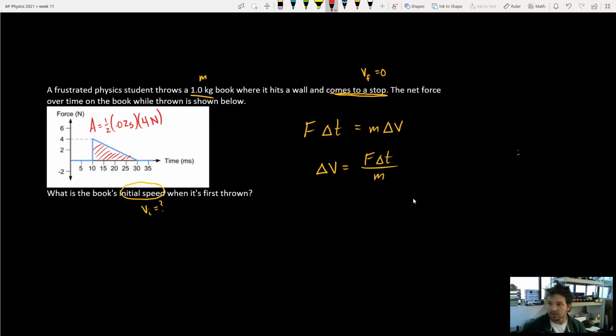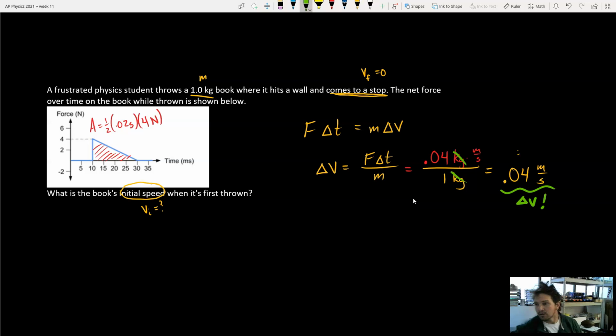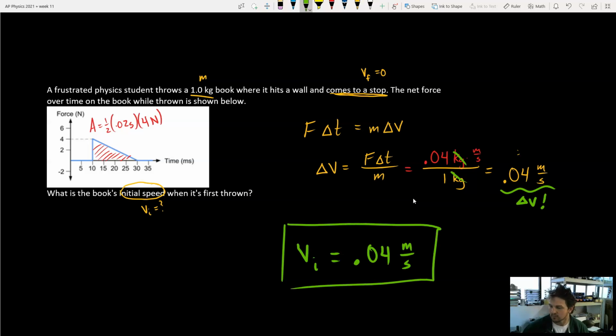So that is 0.04 kilogram meters per second. And that's all divided by the mass, which is 1 kilogram. And when I divide that out, I end up with 0.04 meters per second. Now remember, this is how much it changed by. So if it changed by that to stop, that means the initial velocity was 0.04 meters per second. Boom. Because it stopped at 0. That is it.